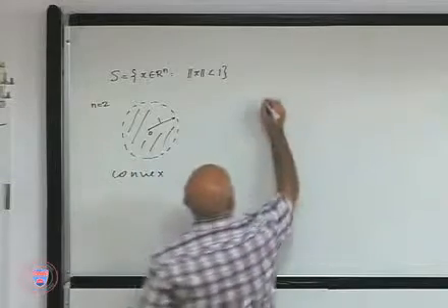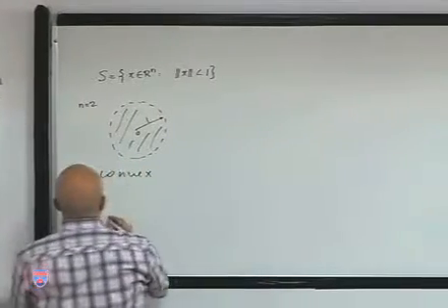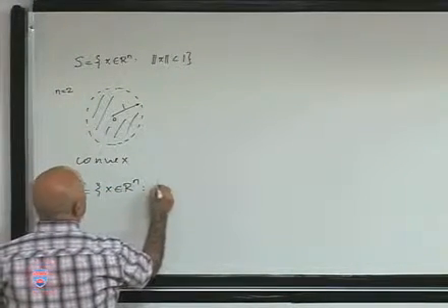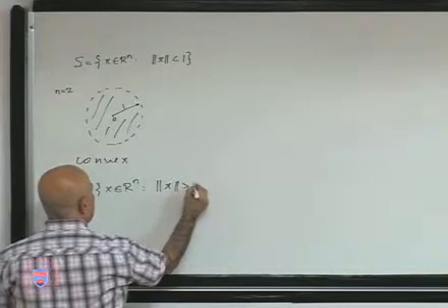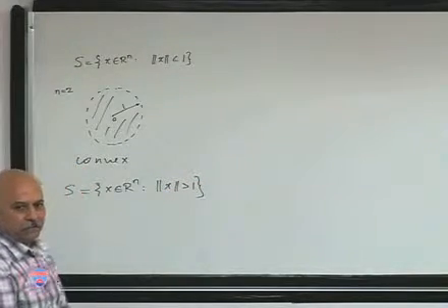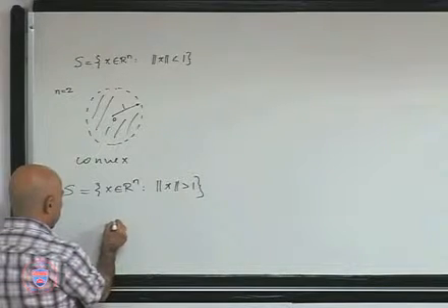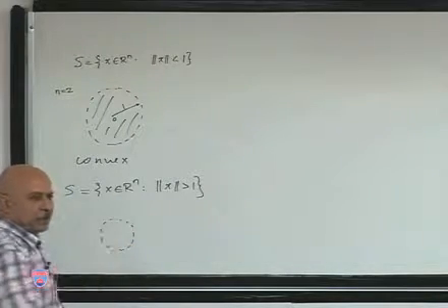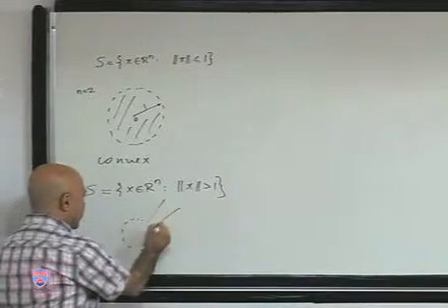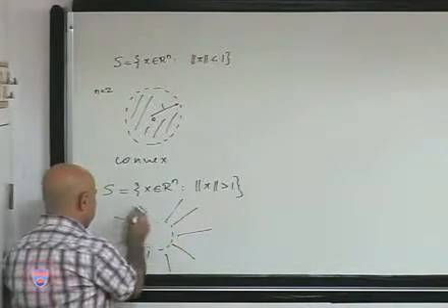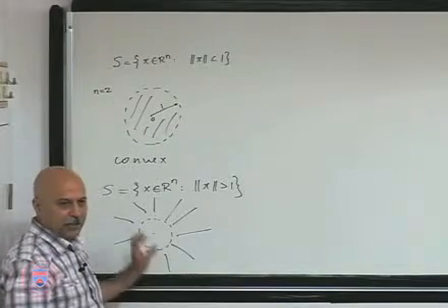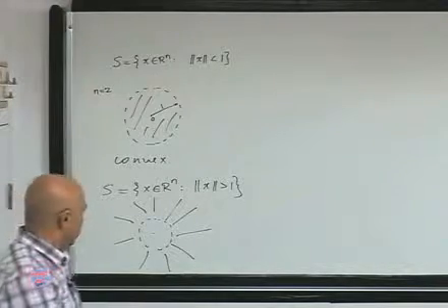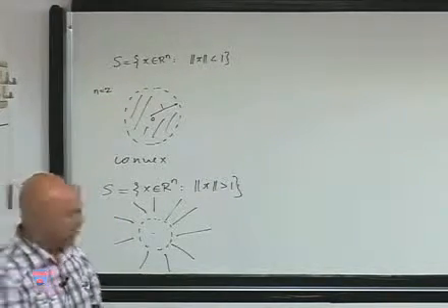How about the set defined by essentially the same thing, except that I have greater than 1 now. This time, of course, we've got the same disk. The boundary is still not included. The points that are included are those points outside. So there's a hole around the origin of radius 1. And this set is surely not convex.